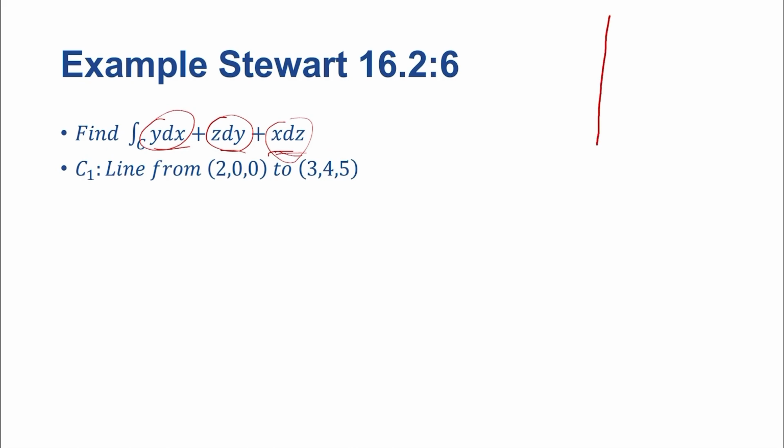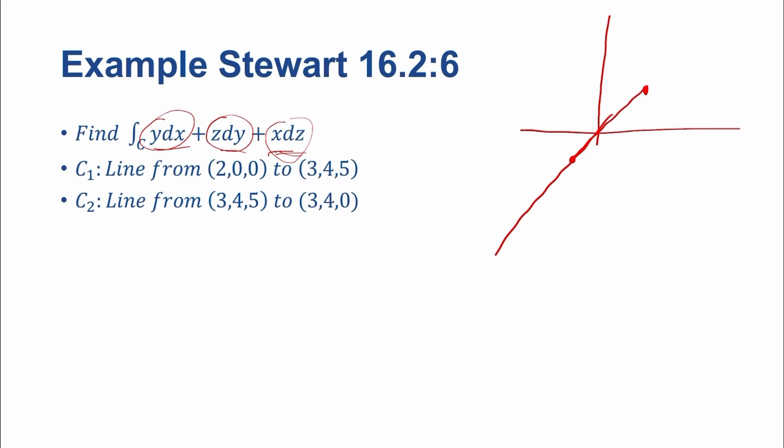Let's see if we can draw this out. Knowing myself, probably not, but that's all right. 2, 0, 0, so that's going to be there. And then 3, 4, 5, we're going a little bit over here, a little bit up, then a little bit over this way. So that will be our first point. And we're just taking a straight line up there. Okay. Then our second curve is going to go from 3, 4, 5 to 3, 4, 0. So we're going all the way back down. That should end about there. So there are our curves that we want to integrate over. There's C1 and there's C2.